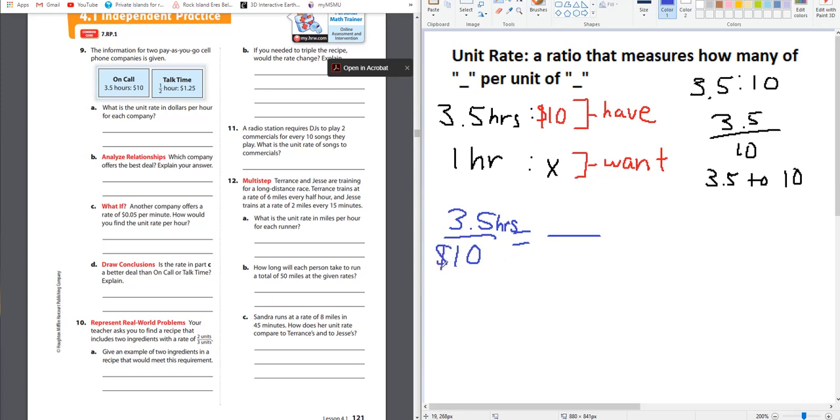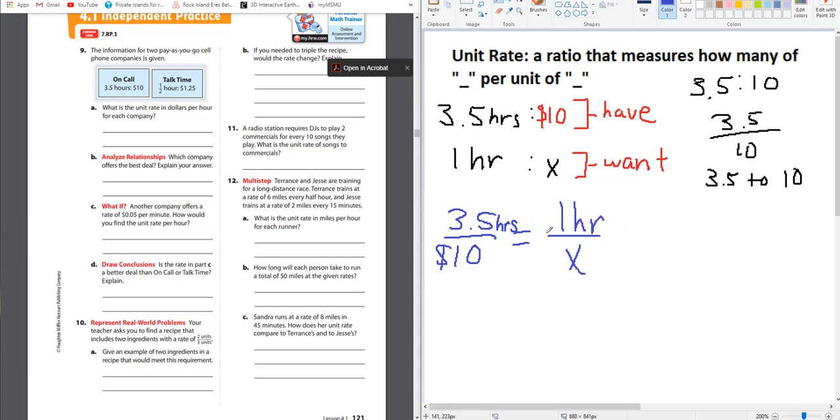Over $10. Now, it doesn't matter which one I put on top. It really doesn't. The only thing that matters is that whatever I put on top here, I also have to put on the top here. So because I put hours on top, I need to put hours on top here. So here I have 1 hour over X.